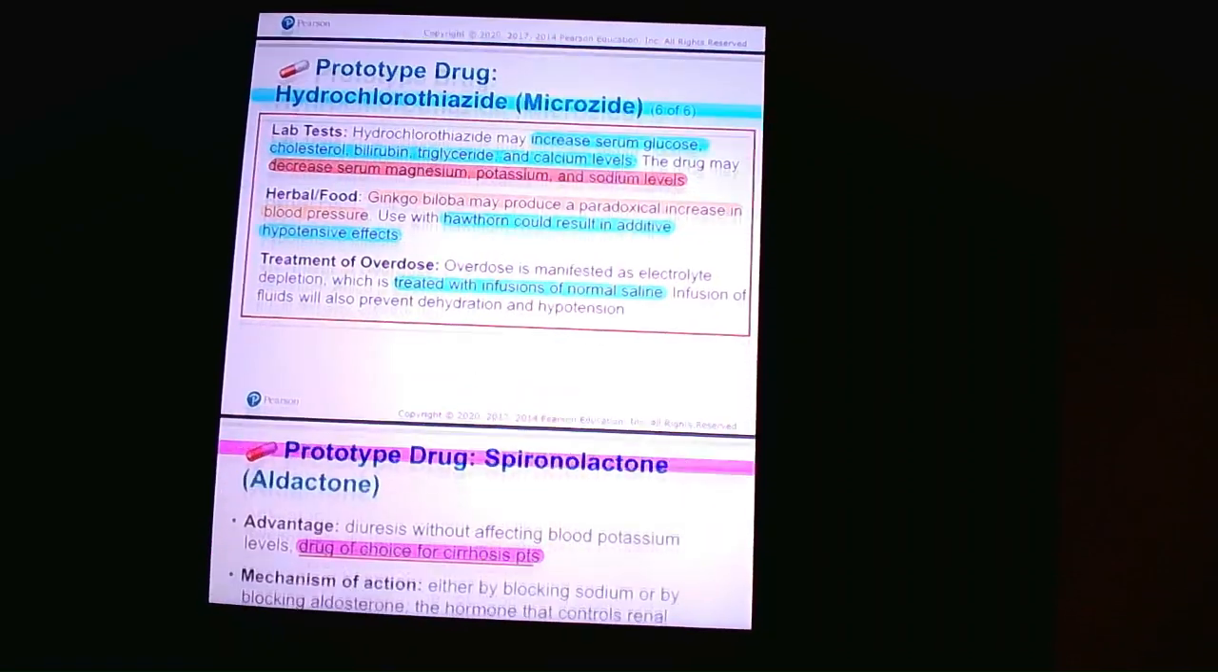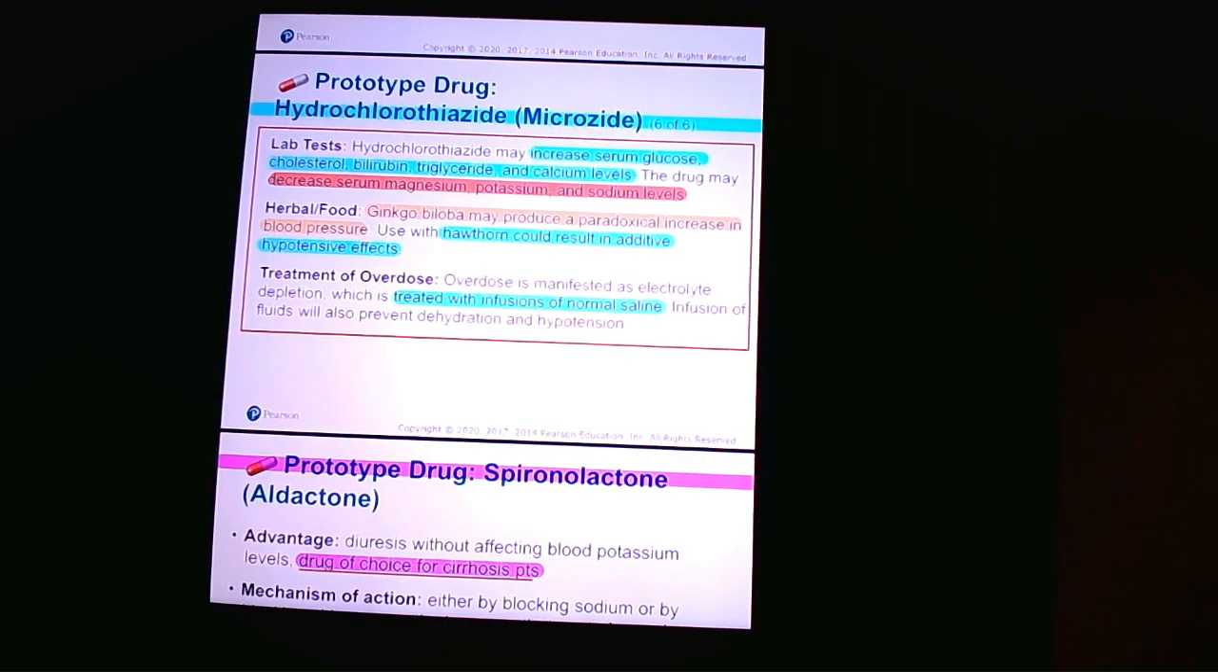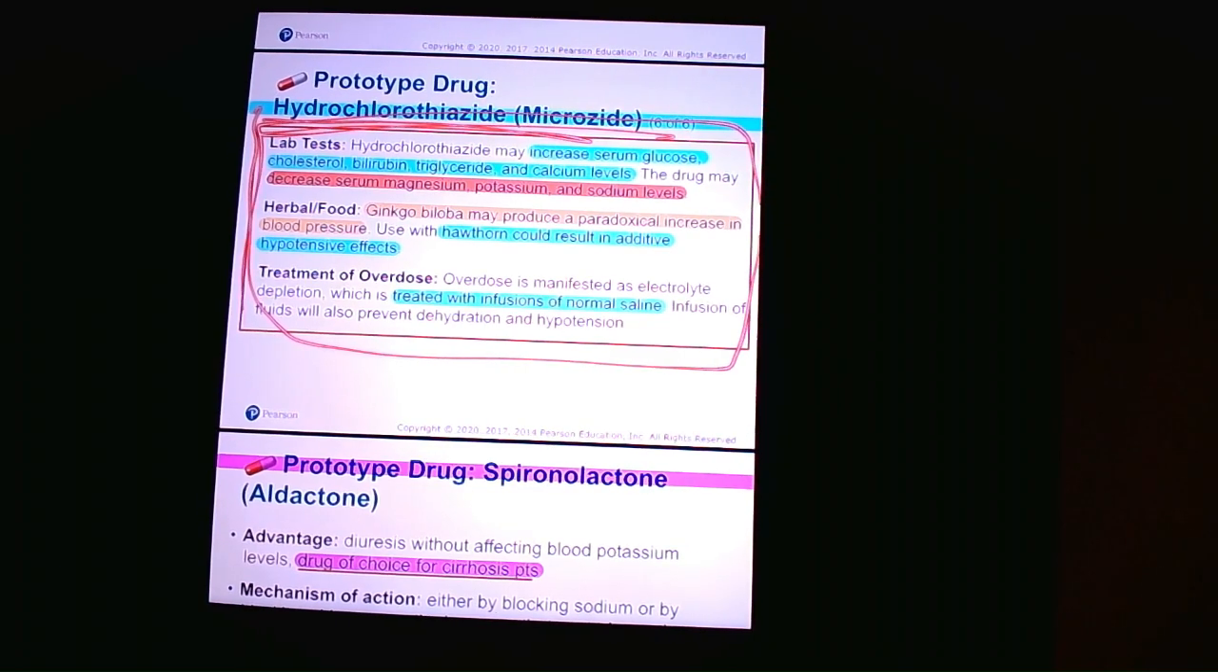And then carbamazepine causes toxicity, which came up before with a different drug. I'm kind of forgetting the name right now. Hydrochlorothiazide. So if you see this red box, this basically means it's piggybacking off a lot of the other drug lab tests, herbal food, and overdose, right? So to make it simple, right? Overdose, they're losing too much fluids.